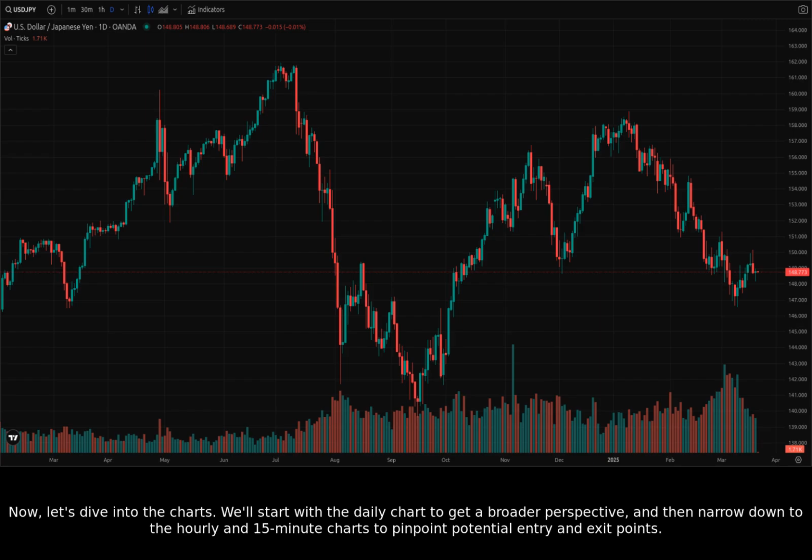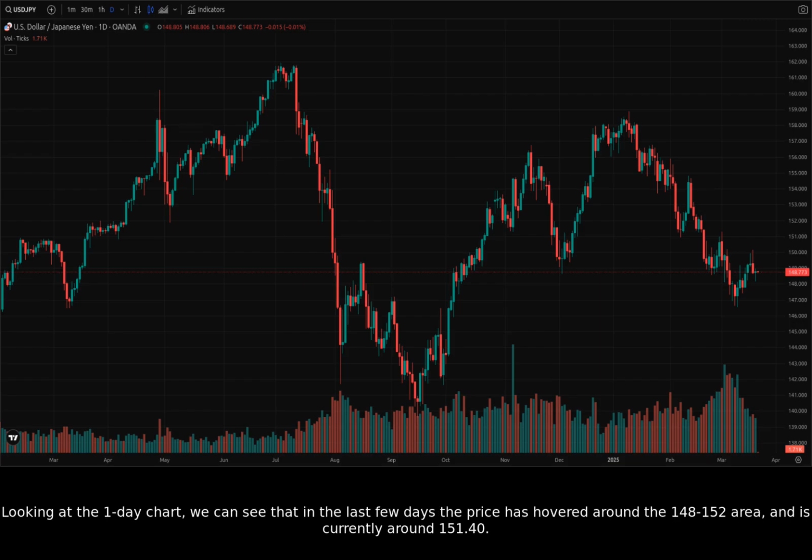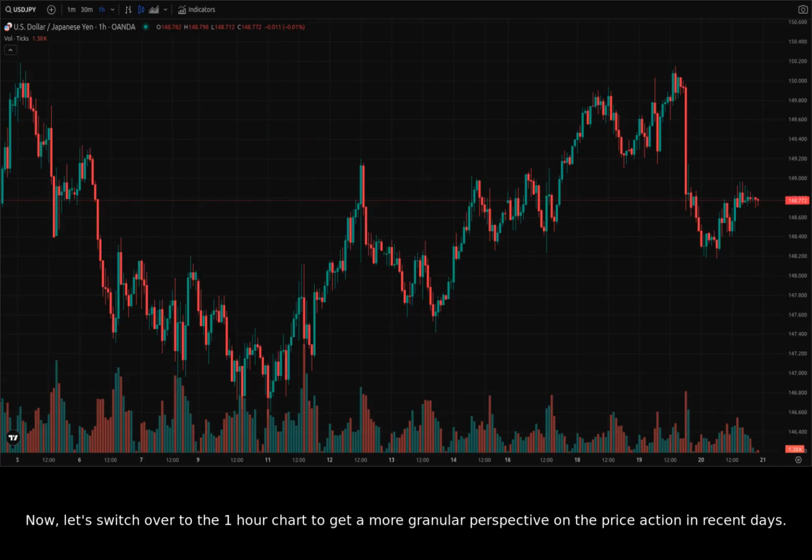Now, let's dive into the charts. We'll start with the daily chart to get a broader perspective, and then narrow down to the hourly and 15-minute charts to pinpoint potential entry and exit points. Looking at the one-day chart, we can see that in the last few days the price has hovered around the 148 to 152 area and is currently around 151.40.